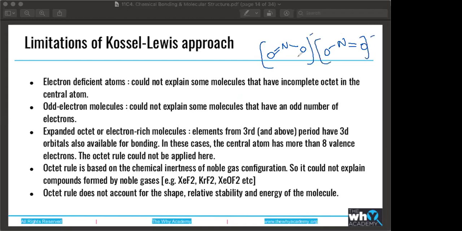Like all of these, and what is the shape? Is it straight? Is it random? Like, the orientation of the molecule. So these are the points that Lewis-Kossel's postulates could not give an answer for. So that is the reason why more theories needed to be developed.